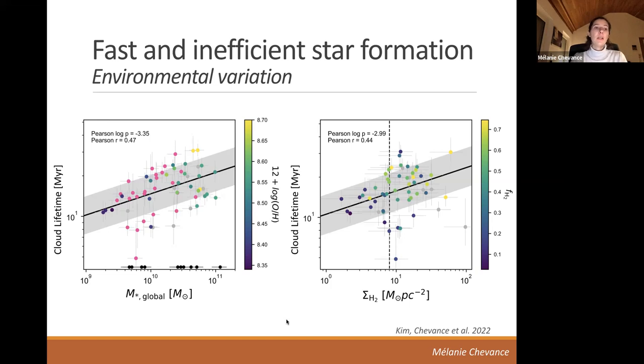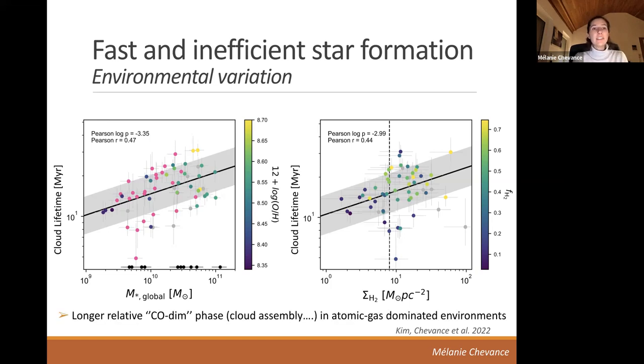And you see that there is a correlation where clouds seem to live shorter in galaxies that are smaller and that are atomic gas dominated. This could have two reasons: either the clouds are actually smaller and live for a shorter amount of time, maybe getting destroyed quicker. But the second possibility is that in an atomic gas dominated environment, the CO dim or CO dark phase lasts longer. So the cloud assembly phase may take longer and we don't see it. This could also be an explanation for that decreasing trend of the cloud lifetime towards smaller and atomic gas dominated galaxies.